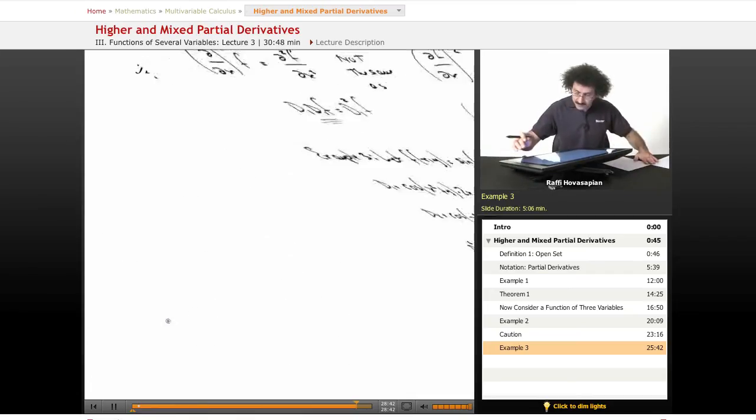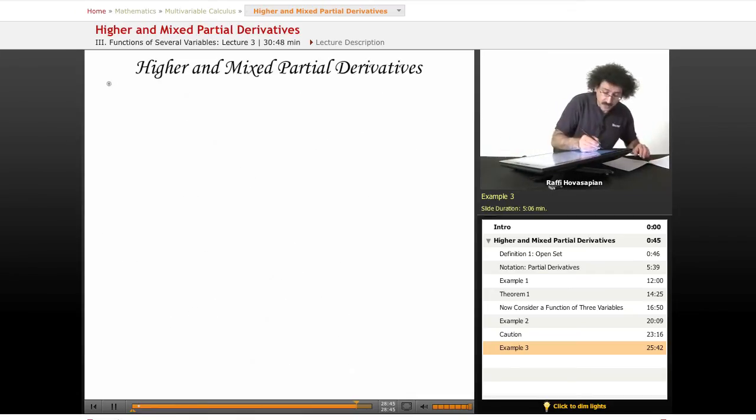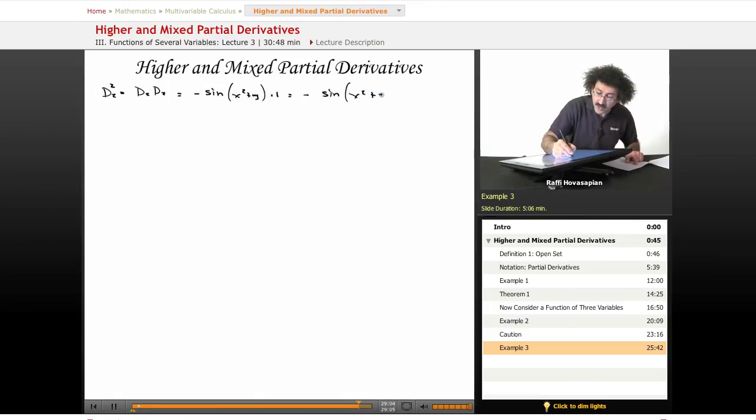Okay, now let's go ahead and do d2 squared, which is d2 of d2. When we do that, we end up with minus sine of x squared plus y times 1, so it equals minus sine of x squared plus y. And I hope you guys are checking this.